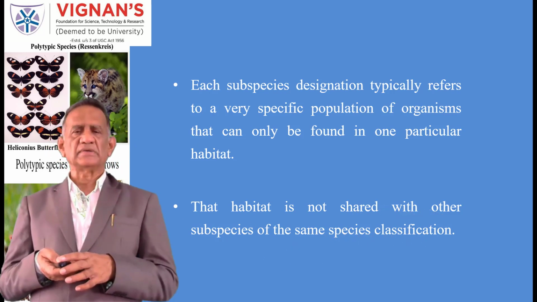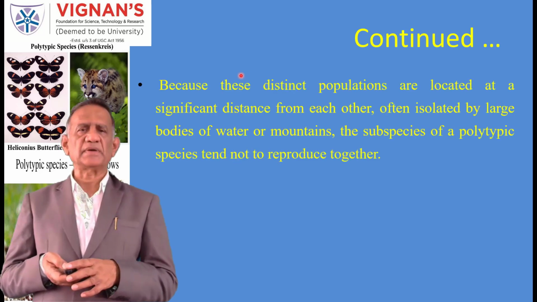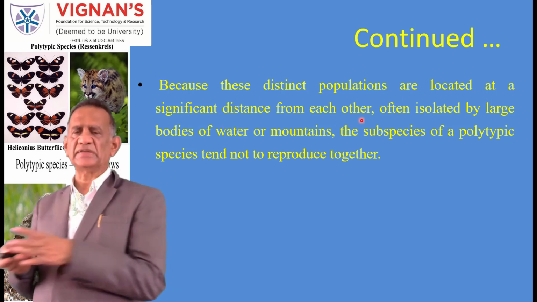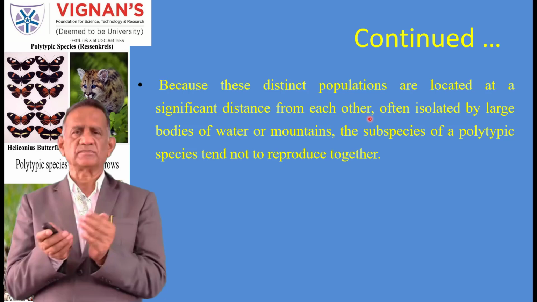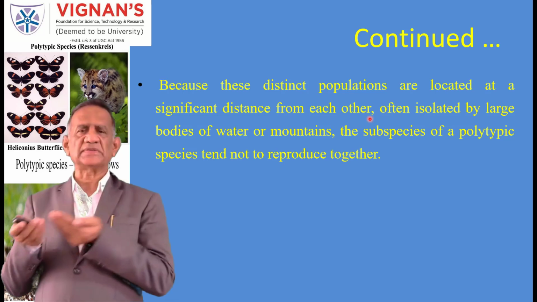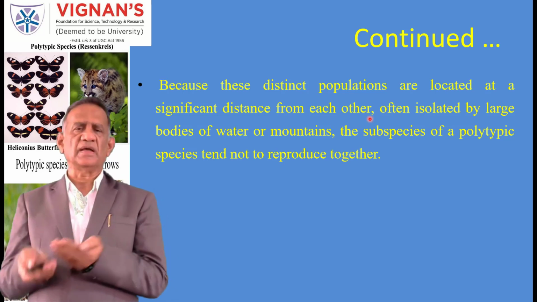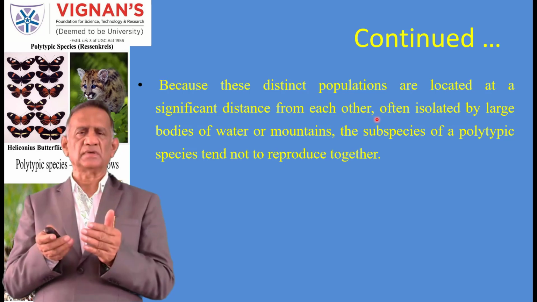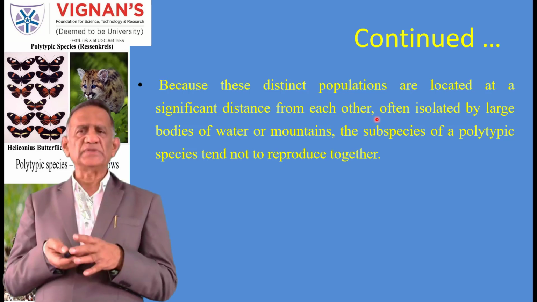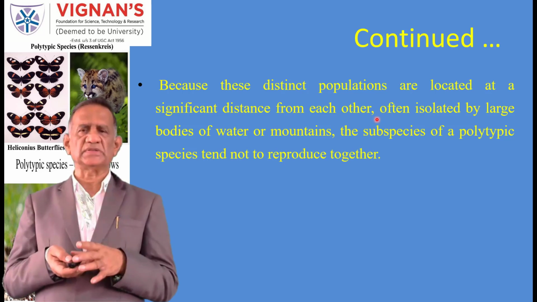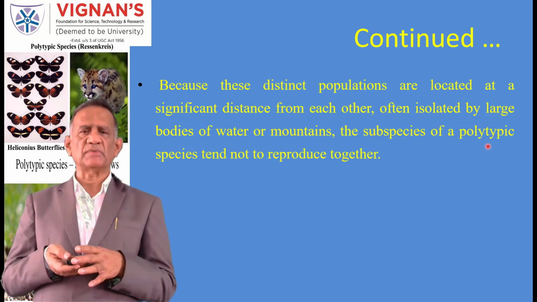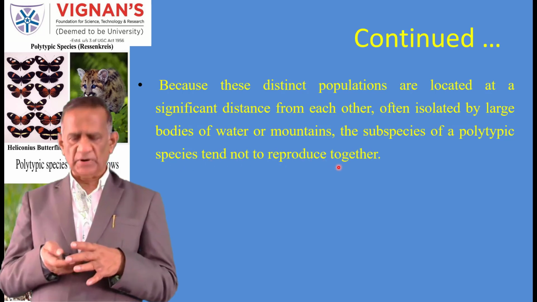That's what here, subspecies. Now let us see, because these distinct populations are located at a significant distance from each other, that is, where a species means it is having a niche. We are all Homo sapiens, where are we living? We are there wherever there is agriculture, wherever there is a sort of business and all those things. And we are not there in the forest, we are not there in the waters. That's what here, populations are at a significant distance from each other, often isolated by large bodies of water or mountains. The subspecies of a polytypic species tend not to reproduce together.